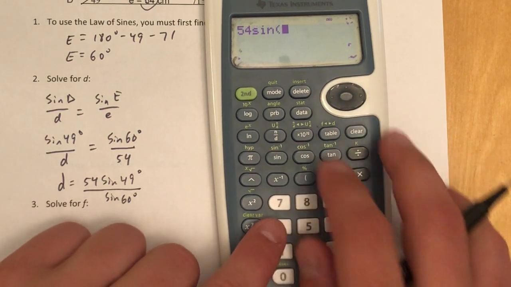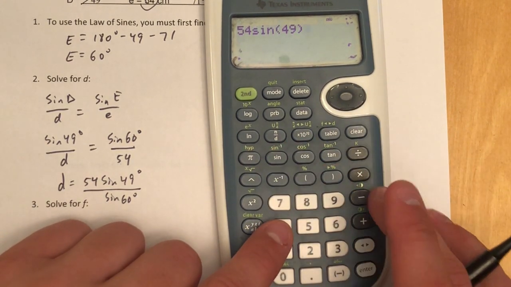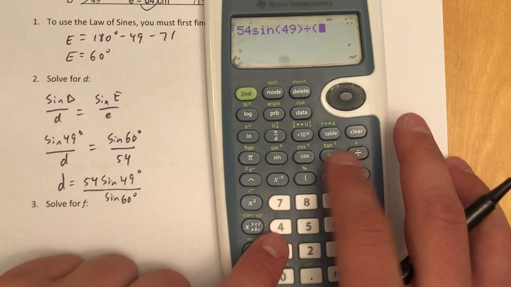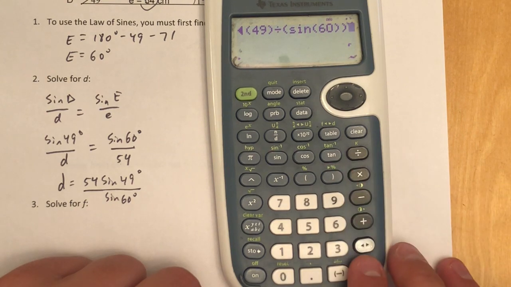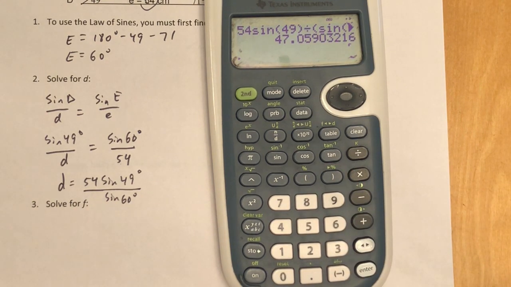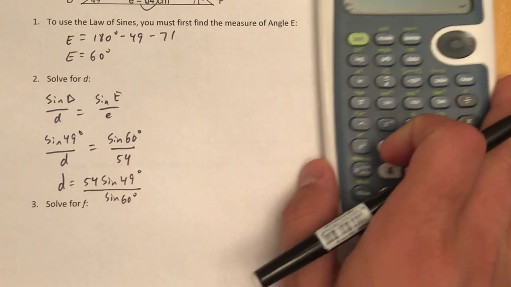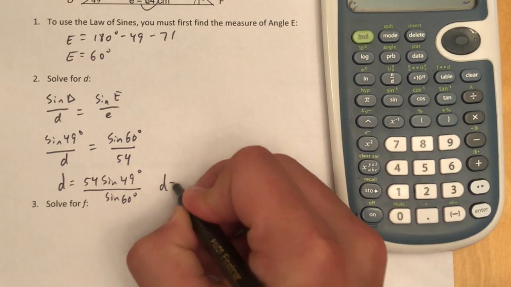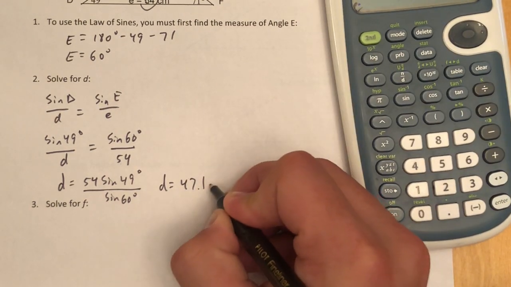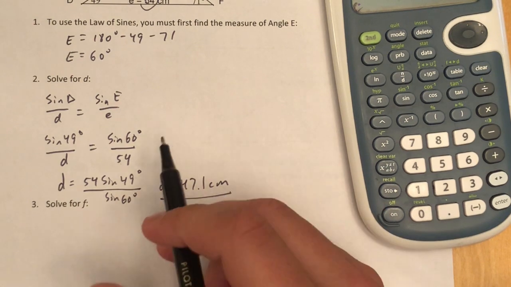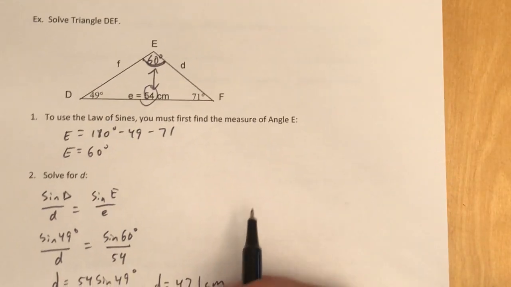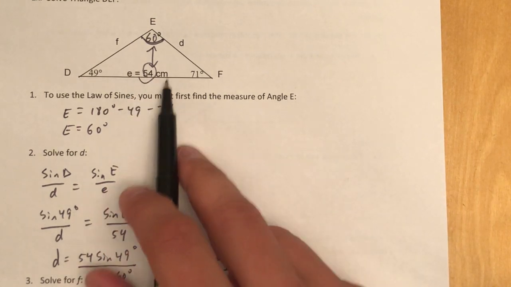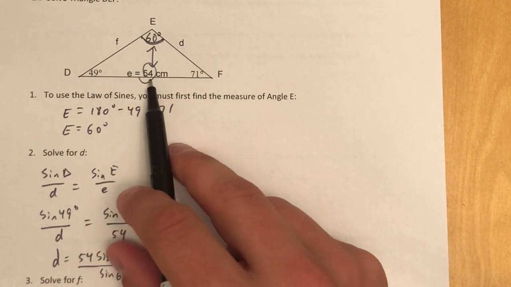So 54 sine 49 divided by sine 60 is 47.1 centimeters. Let's take a quick look. Does this make sense? Does our math make sense? So we look back to over here and we say, okay, a 60-degree angle gives us a side of 54.